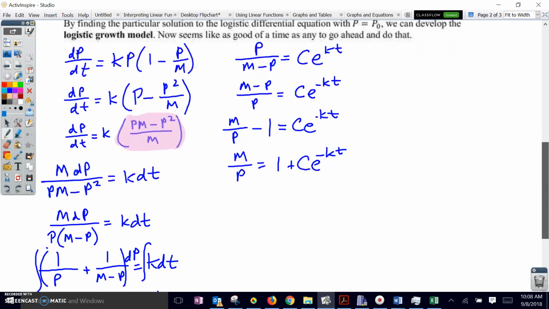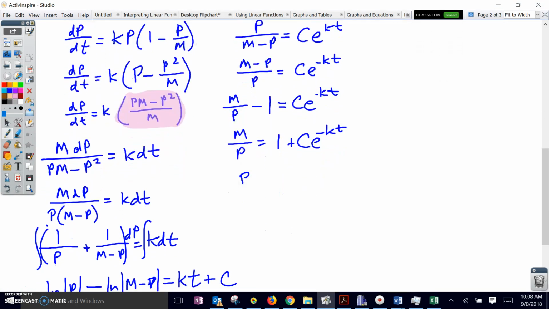And then I'm going to reciprocate again, P over M. Now since I've got the 1 in there, I can't do what I did last time with negating the exponent. This becomes 1 over 1 plus C e to the negative kt. Then I multiply both sides by M. P is equal to M over 1 plus C e to the negative kt. And there's our logistic growth model.